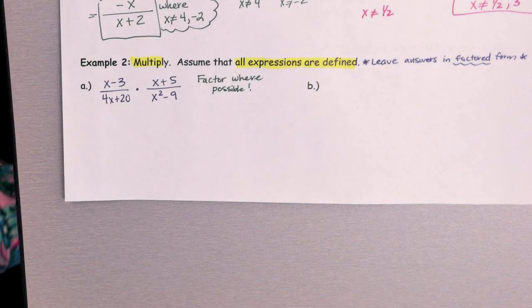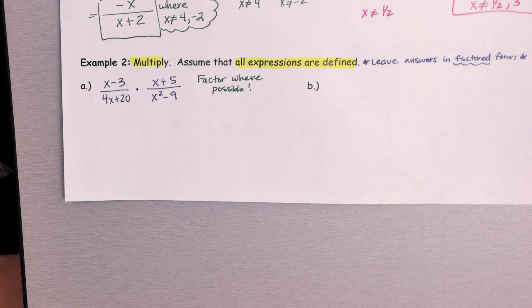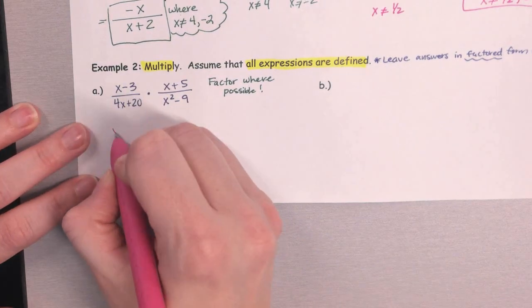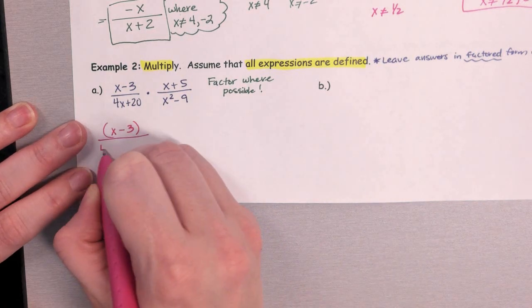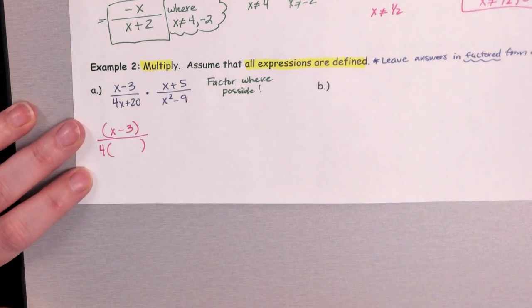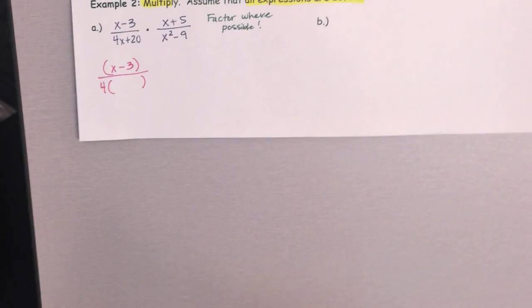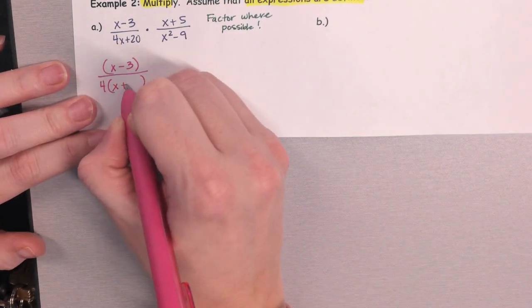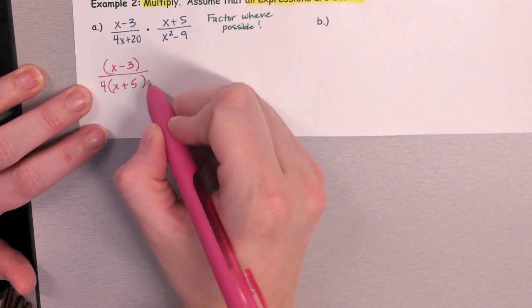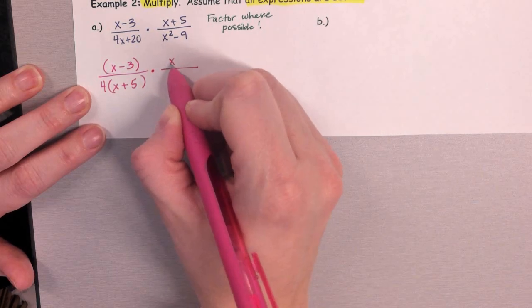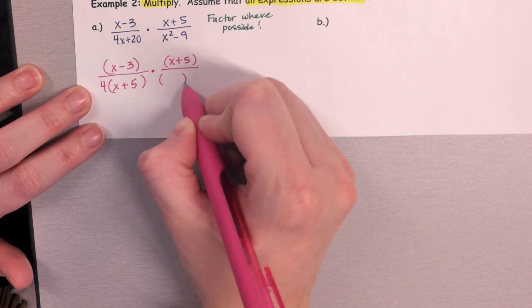Okay, so you're gonna leave your answers in factored form, and then you are still gonna factor where possible. Okay. So for part A, we have x minus 3 over 4x plus 20 times x plus 5 over x squared minus 9. Okay. So when you're doing this, we're gonna write out our factors. So 4x plus 20, you have a GCF. You can take 4 out of both. If you take 4 out of both, then you'd be left with x plus what? 5. 4 times x is 4x, 4 times 5 is 20.